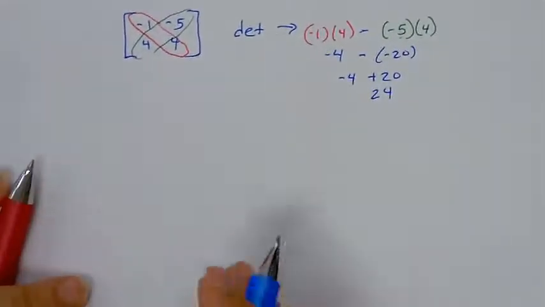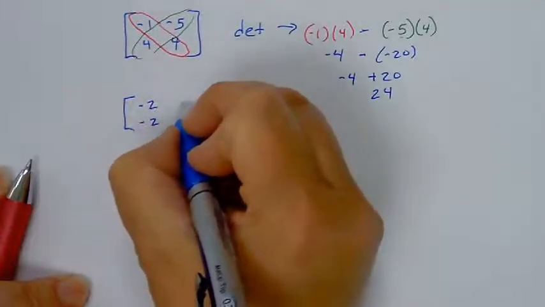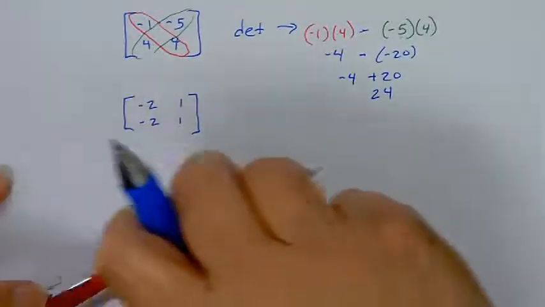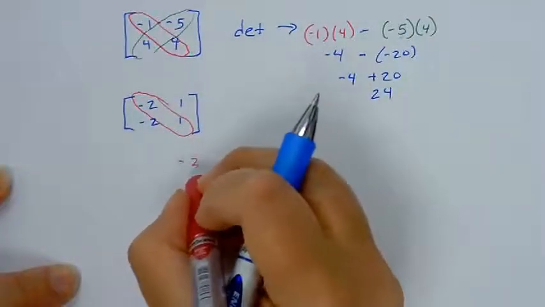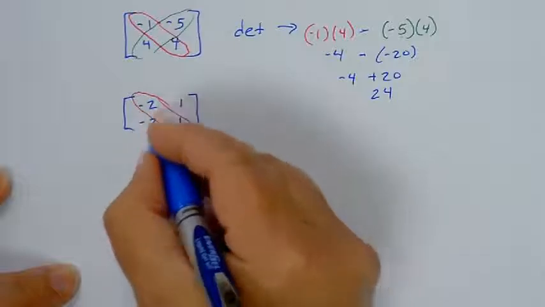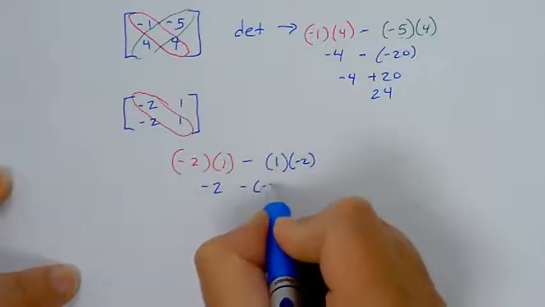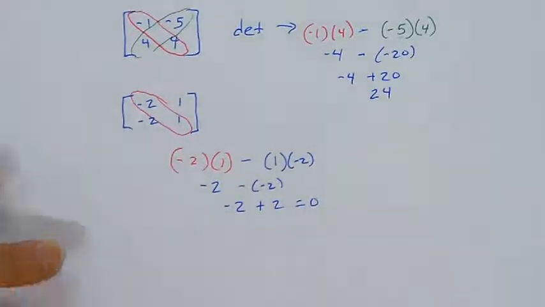Okay, let's do one more. On this one, why don't you pause the video and see if you can find the answer, and then unpause it and see if you're right. So hopefully you've tried this. We're going to multiply these two together and subtract these two multiplied together. So -2 subtract -2. Subtracting -2 becomes plus 2, which is 0. So the determinant of that 2 by 2 is 0.